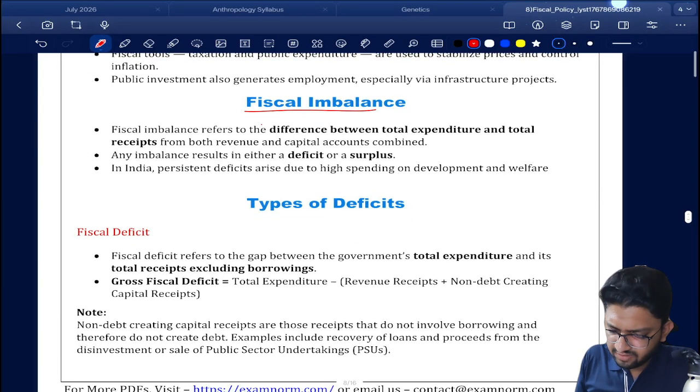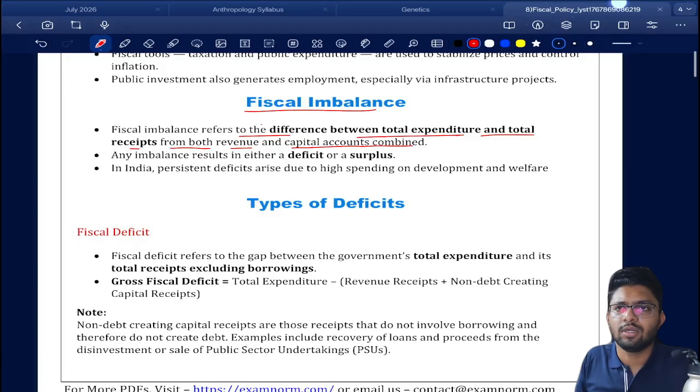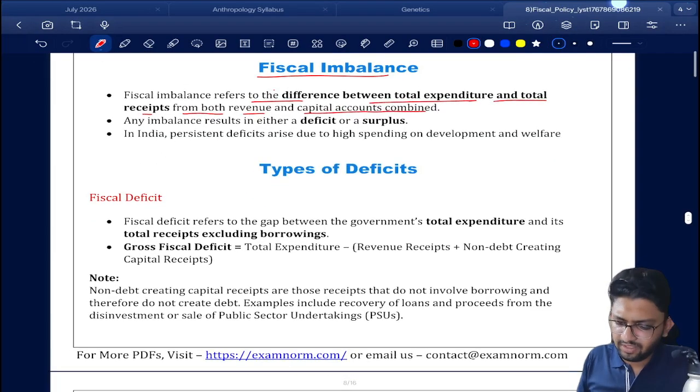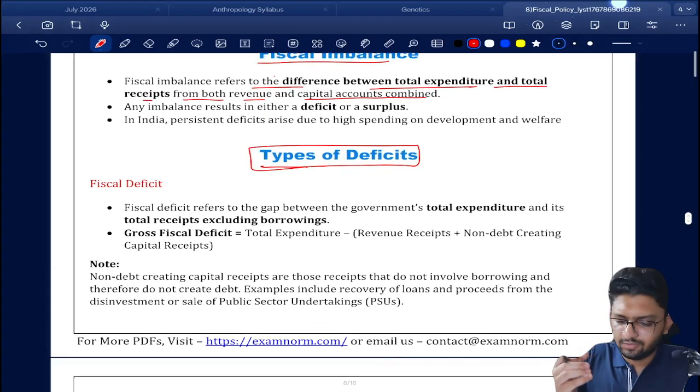Fiscal imbalance refers to the difference between total expenditure and total receipts from both revenue and capital accounts combined, which is causing a deficit or a surplus. That is called a fiscal imbalance. Either it can be positive, or it can be negative. Then we have types of deficits. That means we are in a deficit. What does a deficit mean? Let us see.